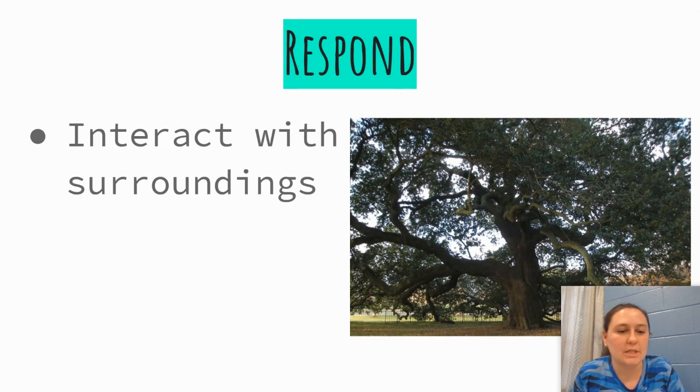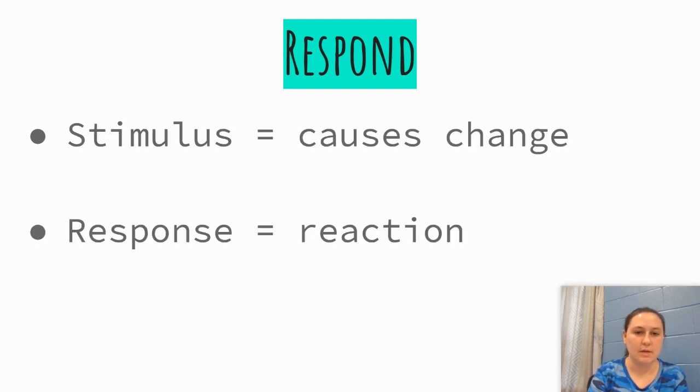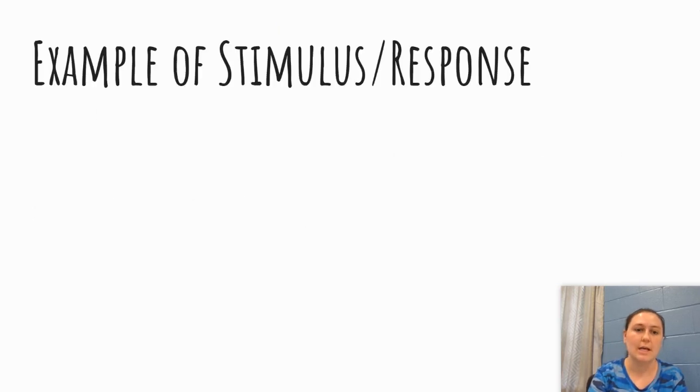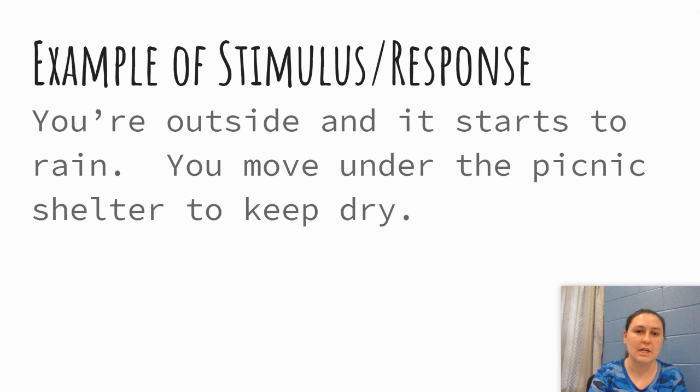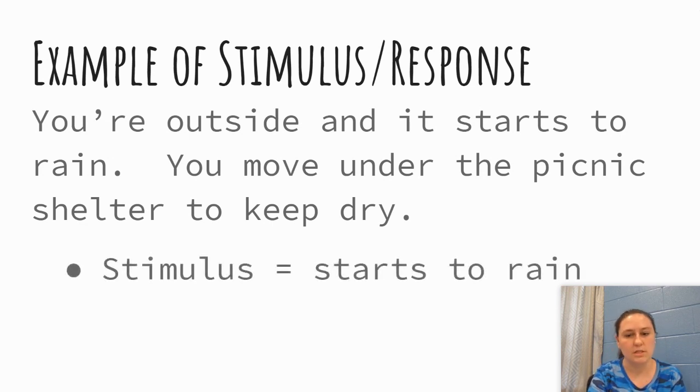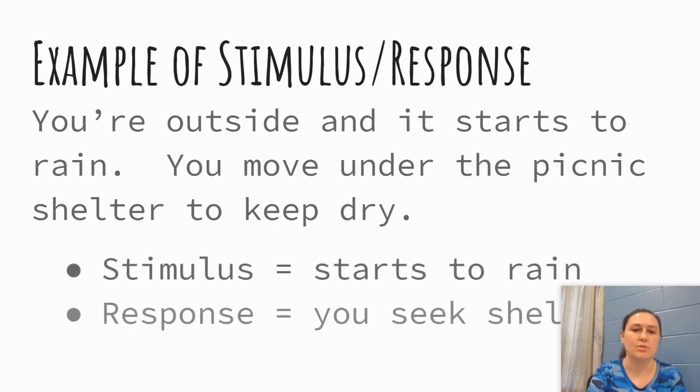It was what we ended with. This characteristic of life. I think that was 4. 1, 2, 3. Yeah, that was 4. And that's just how you interact with your surroundings. We talked about a stimulus and a response. A stimulus is something that causes change, and a response is your reaction to that change. Like if it starts to rain and you're outside, you would move under the picnic shelter. So the stimulus would be it starts to rain, and the response would be you move under the picnic shelter.